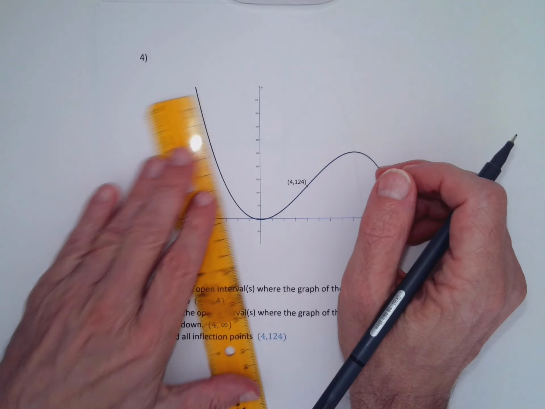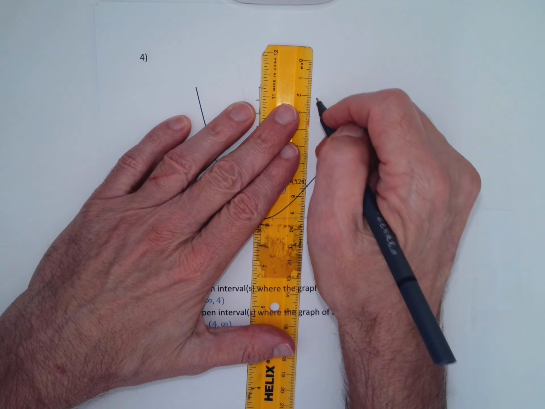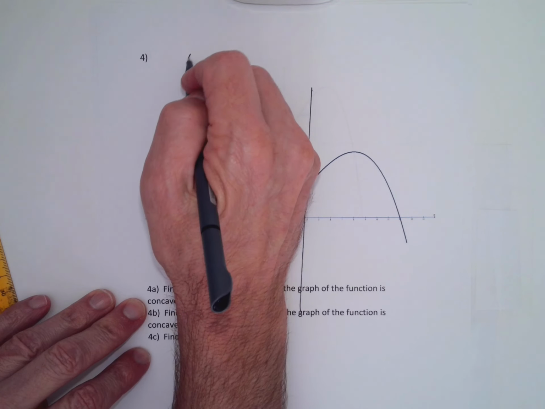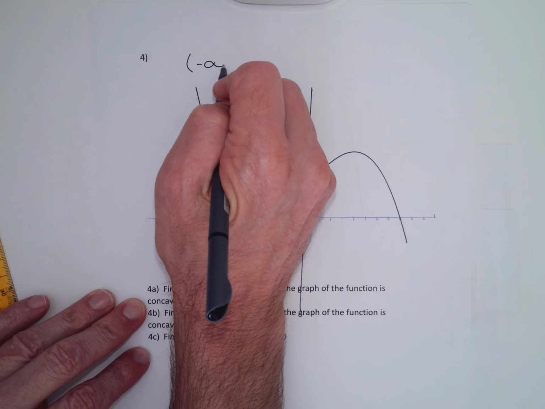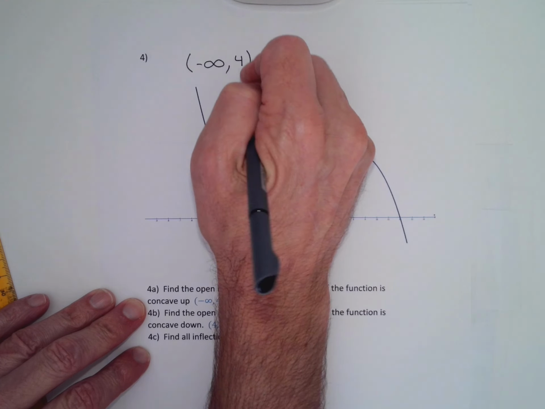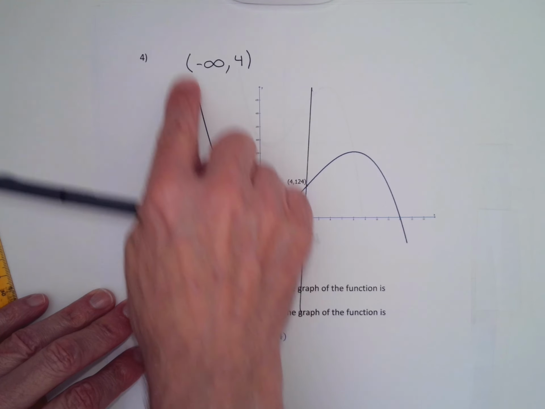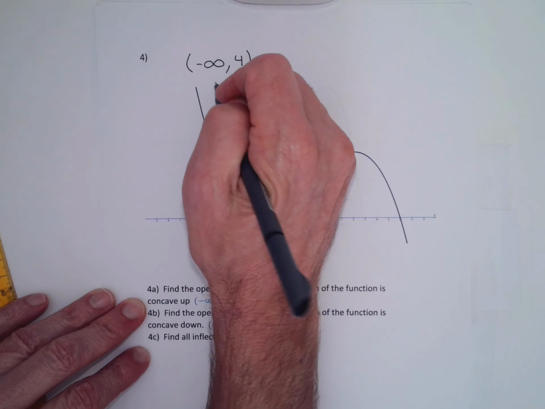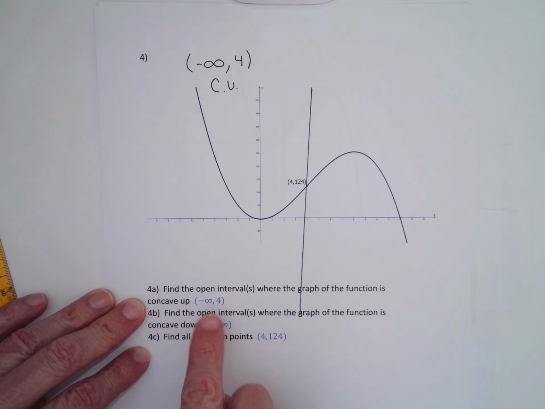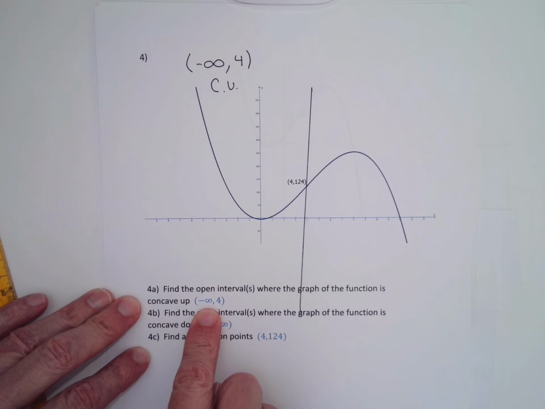So for 4, I'm going to split the graph. The region to the left of the marked point goes from the far left edge of the x-axis, which has an x-coordinate of negative infinity, to the x-coordinate of that point, which is 4. This is a concave up region that decreases, then increases, but it's always concave up. So in my answer to part A, I did negative infinity to 4 for concave up.